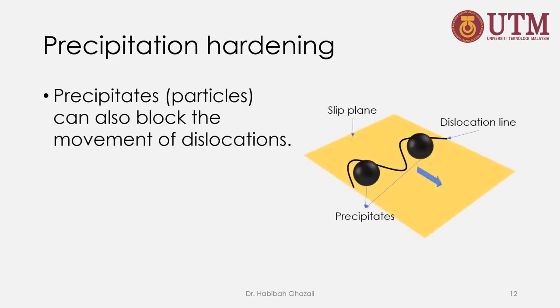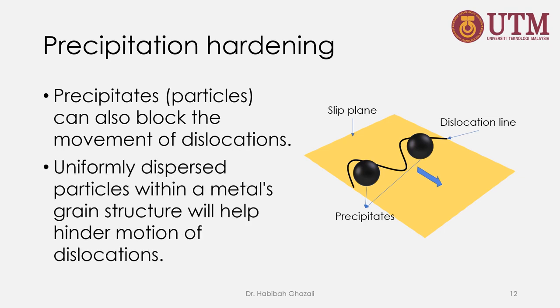So a higher stress will need to be applied to these materials in order for the dislocation line to move on the slip plane. Uniformly dispersed particles within a metal grain will help hinder the motion of dislocations, and this subsequently will increase the strength of the material.